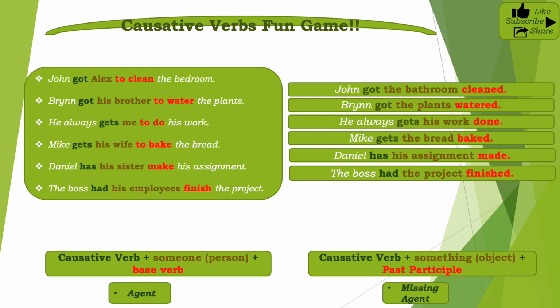So have you noticed? According to structure number 1, we have the agent present. But according to structure number 2, we use object and past participle and the agent is missing. I hope you have fun learning this structure number 2 in the causative verbs get and have.